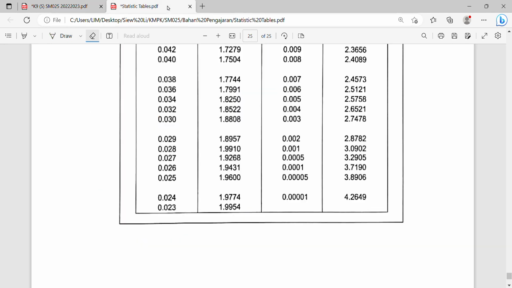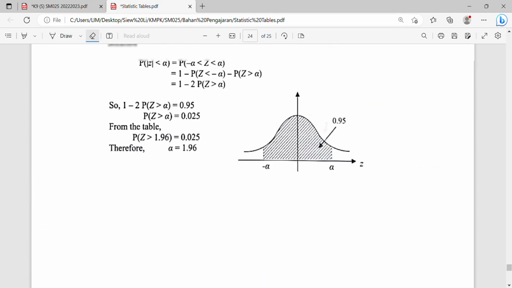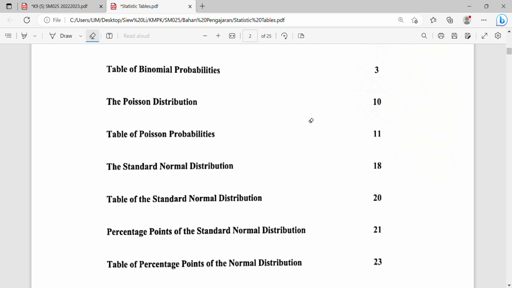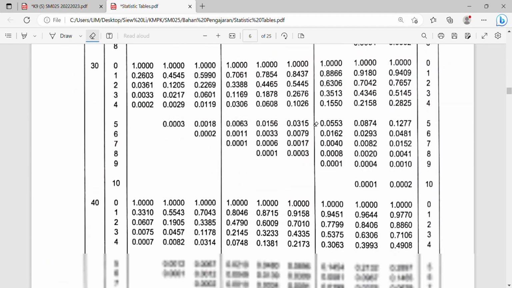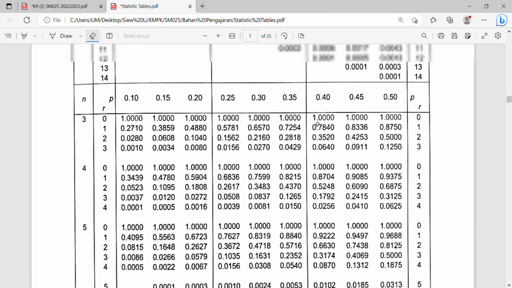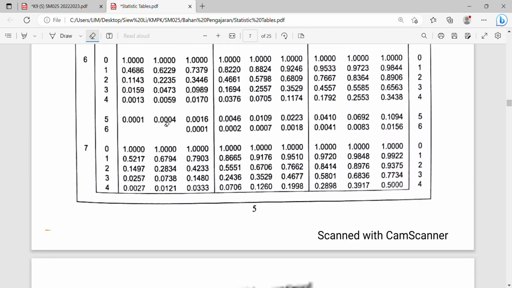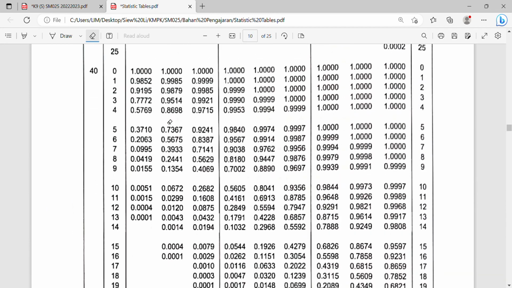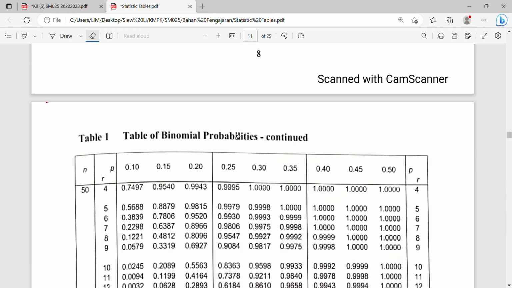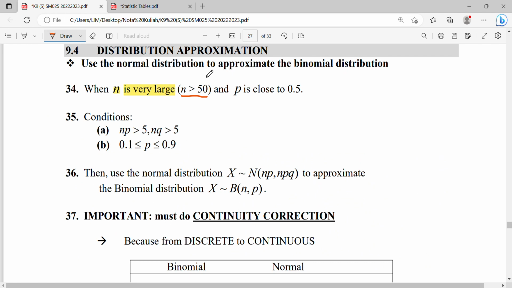You notice that in your statistic table here, in your binomial, the maximum sample that you can reach is 50. Selepas more than 50, no more table already, right? So that is one way you can remember lah. You look at your table, more than 50 for binomial, it's not suitable.